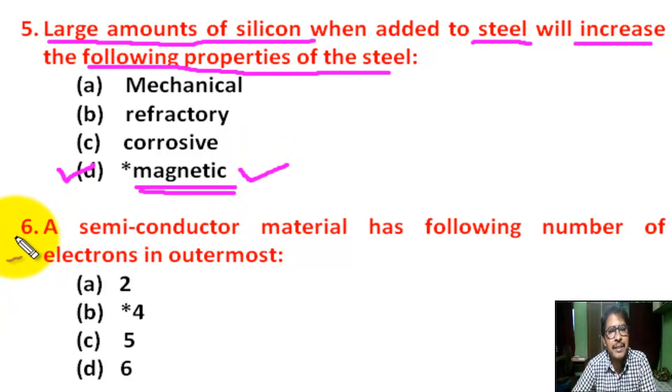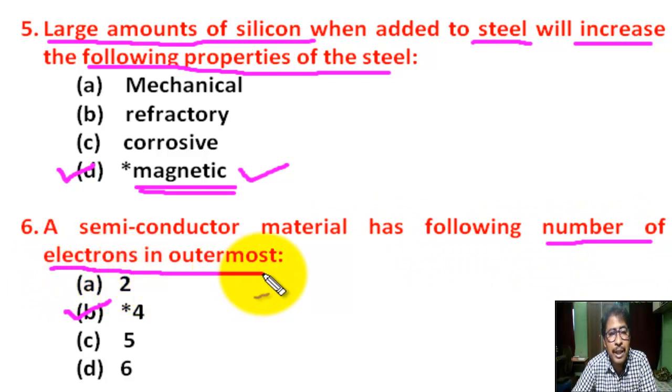Question number 6. A semiconductor material has the following number of electrons in the outermost orbit. There are 4 options. Correct answer is B. A semiconductor material has the following number of electrons in the outermost orbit: 4.